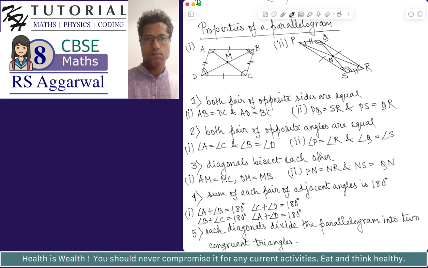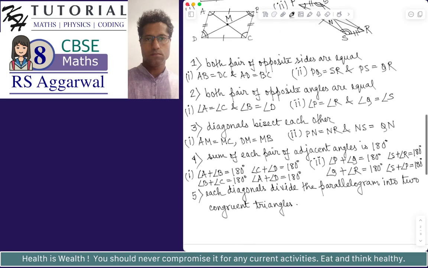So this was for figure 1. For figure 2, we will have P and Q as one pair of adjacent angles. So angle P plus angle Q should be equal to 180 degrees. Similarly, angle Q and R are another pair of adjacent angles. Their sum should be equal to 180 degrees. Similarly, angle S and R are another pair of adjacent angles. Their sum should be equal to 180 degrees. And finally, angle S and angle P, their sum should be equal to 180 degrees.